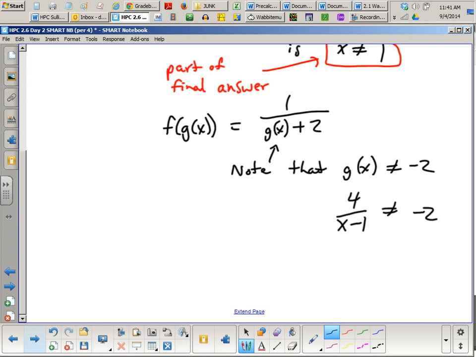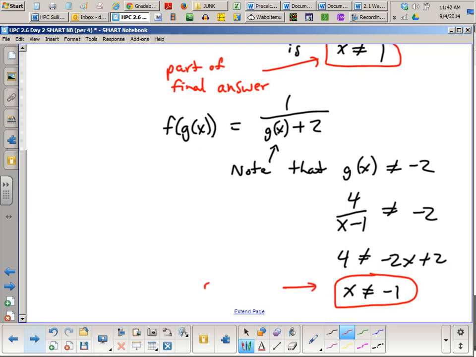Okay, it's kind of weird working with a not equal symbol, but just think of it as an equal sign. Cross multiply this, and you get 4 is not equal to negative 2x plus 2. Subtract 2, divide by negative 2. We learned that x cannot equal negative 1. That's the end of the problem. This is the other part of your answer, the rest of your answer.